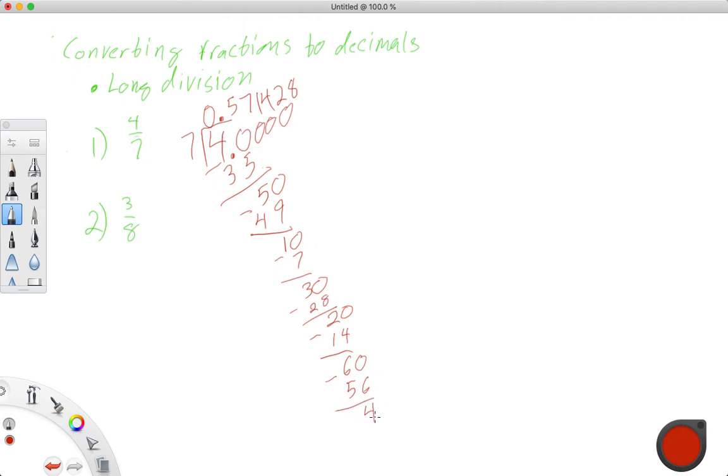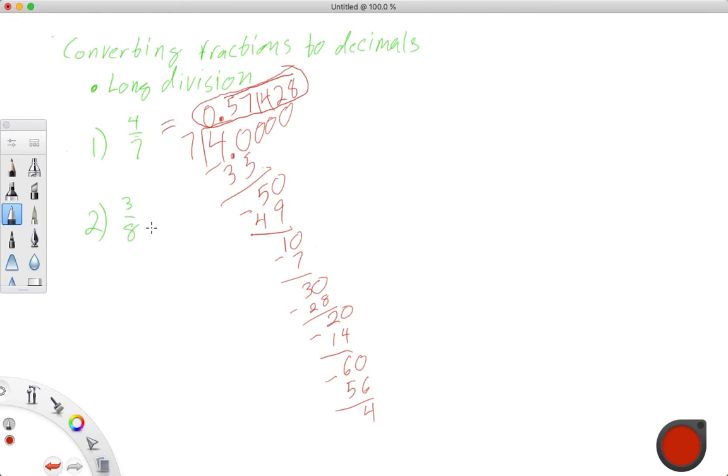And I could keep going, but 4 is what I started with, right? Which means that I'm going to get the same decimals over and over again. It's just going to keep going through the same cycle. So my answer is 0.571428 repeating. And that's my answer. That's the decimal representation of 4/7.